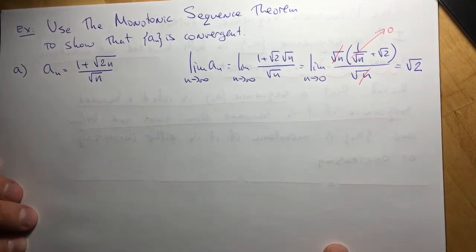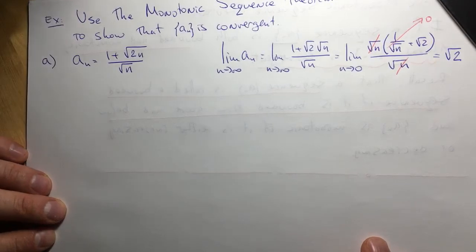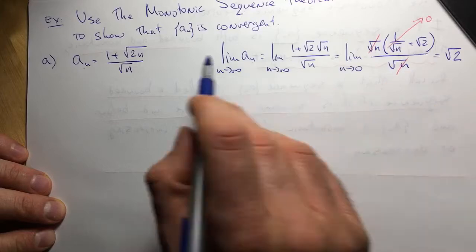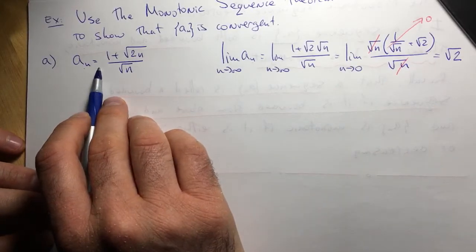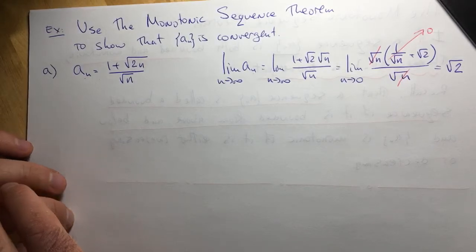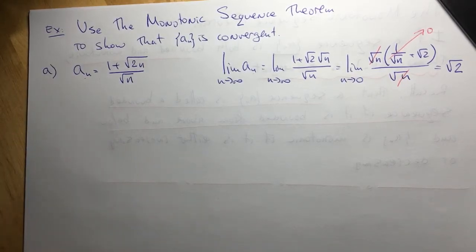But that's not the point here. I want to practice. I want to show that AN is convergent. Now we know that AN is convergent. I want to show that AN is convergent using the monotonic sequence theorem. And to do that, I want to show that this sequence is bounded and it's monotonic.